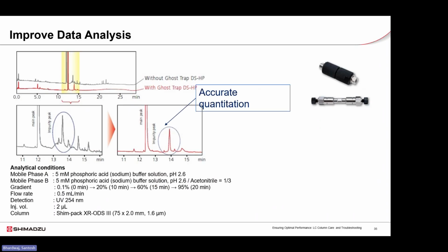With a clean baseline, absence of ghost peaks, and reliable peak integration, HPLC analysis becomes more consistent and reproducible. Ghost trap columns play a critical role in achieving this by removing trace contaminants and stabilizing the system. Overall, it improves data quality and ensures accurate and confident quantification in HPLC analysis.